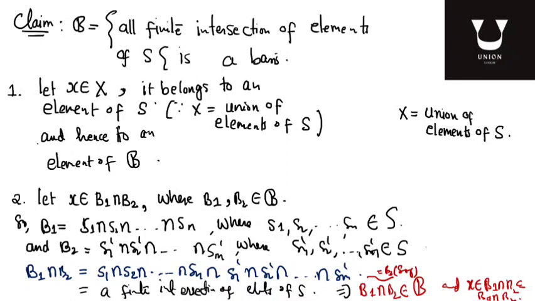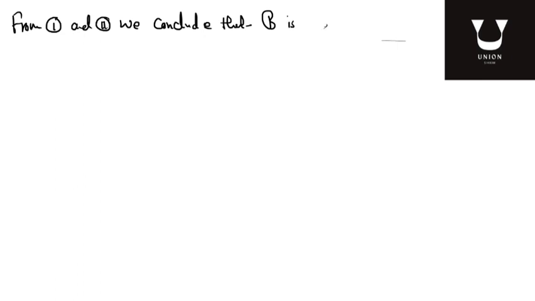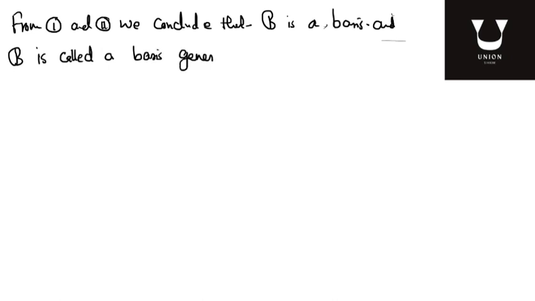So from 1 and 2, we conclude that script B is a basis. It is a basis. And script B is called the basis generated by a subbasis S.